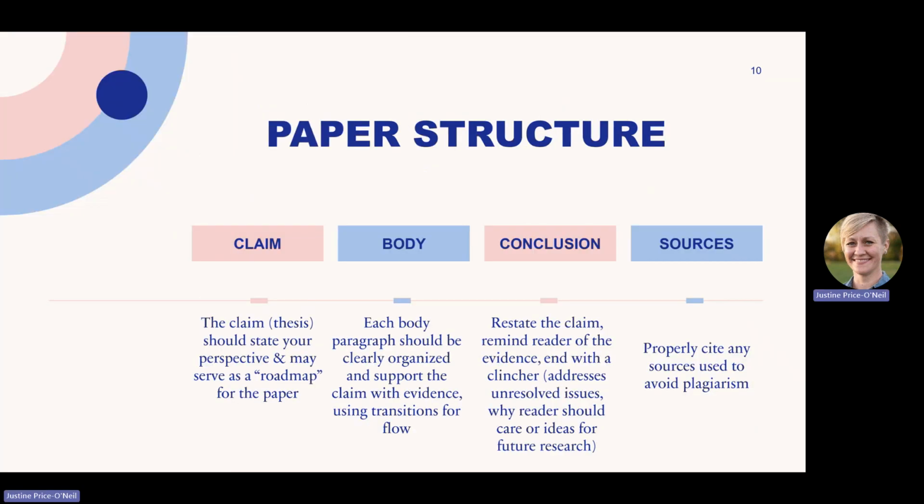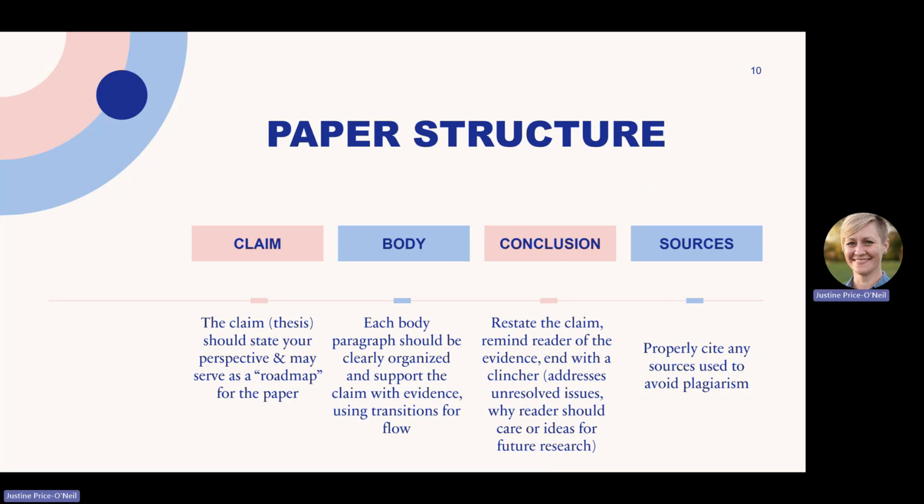Okay. Now that we've addressed some common paper assignments and the general writing process, let's look at the basic structure of a paper. Your paper should begin with an introduction that starts with general background information to set up your topic, and then the introduction should end with your claim or thesis statement. The claim will present the main point of the paper and might also serve as a roadmap by previewing the key body points. After the introduction, the body paragraphs should be clearly organized and support the claim with evidence. You should also use transitions here for good flow.